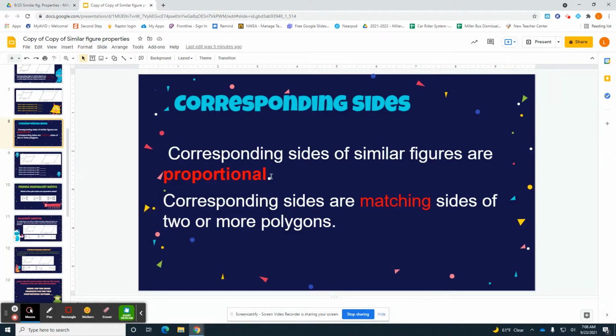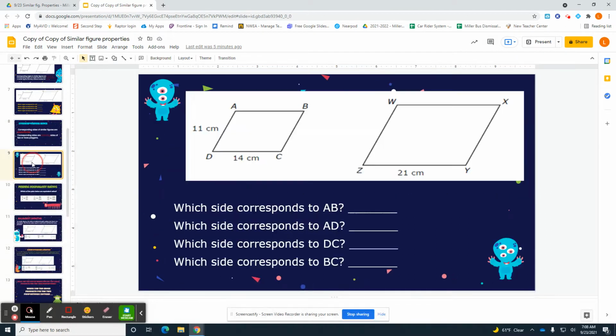Okay, so going back to this part, corresponding sides of similar figures are proportional. Corresponding sides are matching sides of two or more polygons. So we looked at corresponding angles. Now we're going to look at corresponding sides. So for corresponding sides, we have the same rectangles, or same parallelograms. Now we're going to look at our corresponding sides.